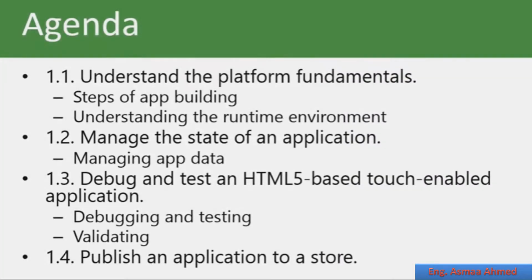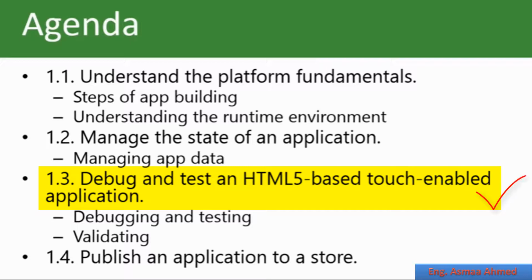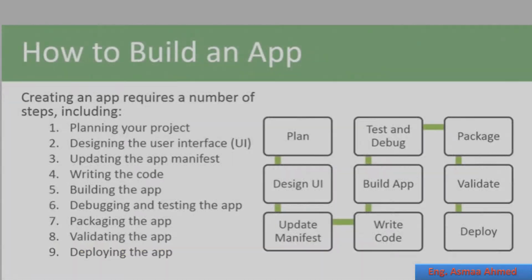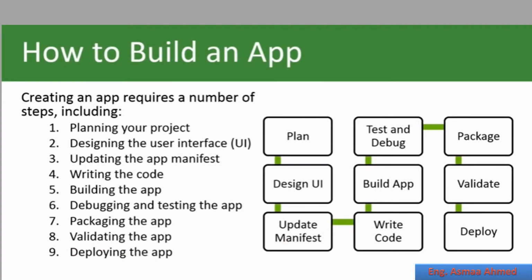In the first chapter we will study how to manage the application life cycle. 1.1 Understand the platform fundamentals. 1.2 Manage the state of an application. 1.3 Debug and test an HTML5 based touch-enabled application. 1.4 Publish an application to a store. The app package is a file that contains an app's files and folders, created for ease of distribution and deployment.